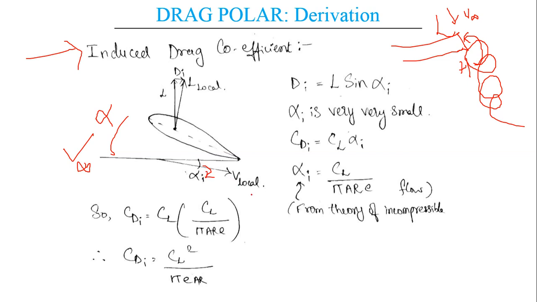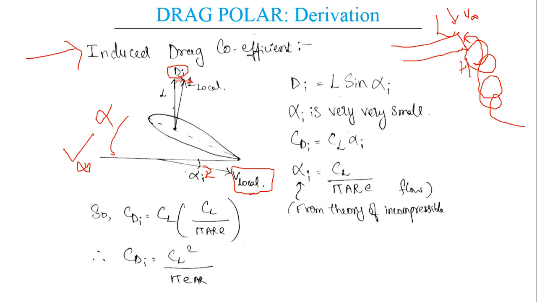So the free stream velocity is changed to V local, which is induced by the small change in the induced angle of attack alpha I. Similarly, the lift force also changes, so there is a small change in the drag force due to the induced flow. So here we can see the drag force in this particular direction, and it is shifted due to the induced flow. So what is the value of this induced drag?